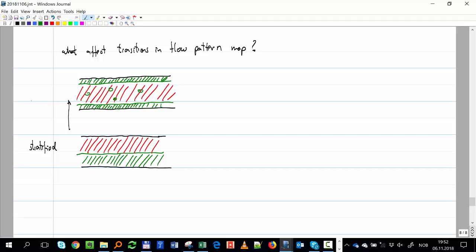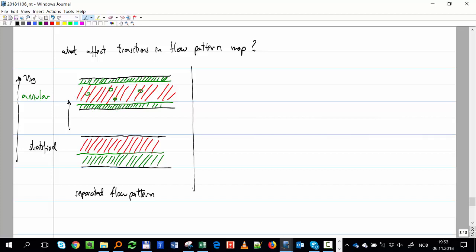Okay, I get annular. So I'm going to say here, if I increase, that's the direction of BSG. If I increase the superficial velocity, I have that transition. And these are basically flow patterns which are separated, where the gas and the oil and the liquid separate from each other.